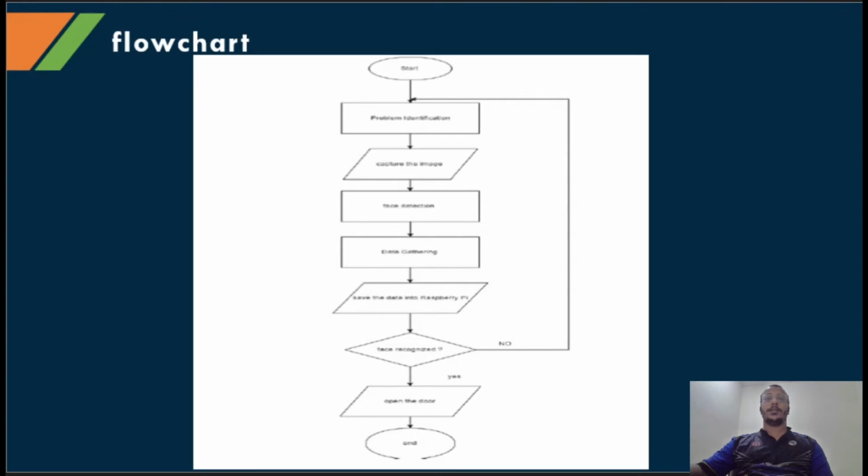So for the methodology, this is the flowchart, a very simple flowchart because our program does not have a lot of complicated stuff. It will identify the face, take a picture, detect a face inside, recognize it, capture the data, do some processing on it, and then make a decision. If the face is recognized and is in the data set, it will open the door. If not, the system will try to find a face that it can recognize.